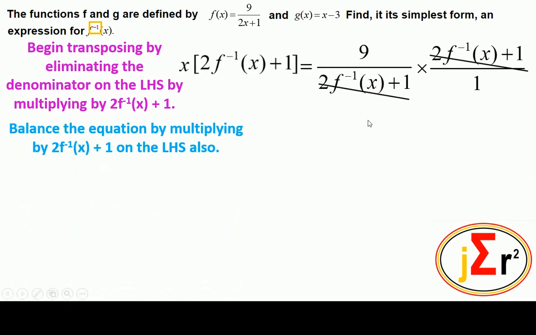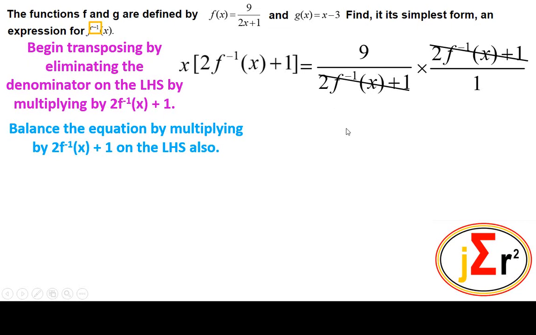On the right-hand side, the denominator is eliminated. And on the left-hand side, we will have to multiply the entire left-hand side, which is simply x, by whatever we had as the denominator on the right-hand side, which turns out to be 2 f inverse of x plus 1. So we have the elimination of the denominator on the right-hand side.